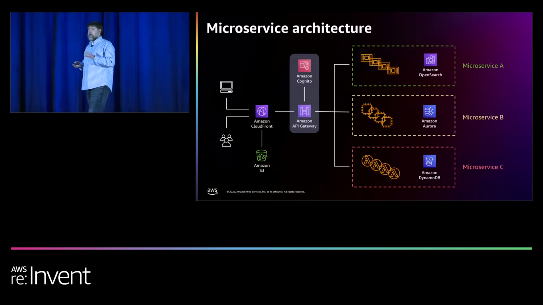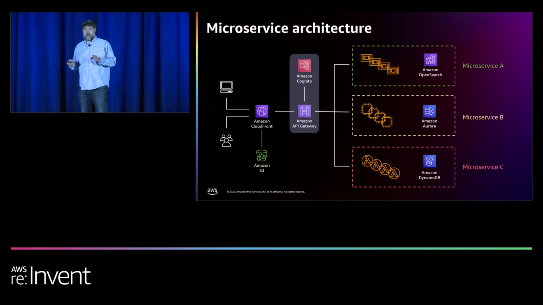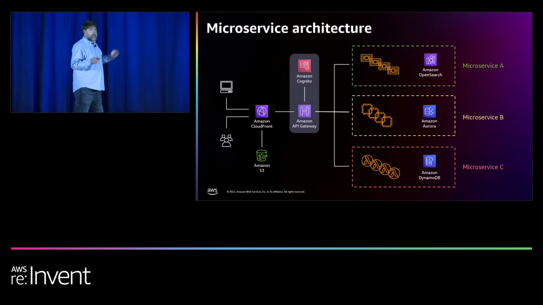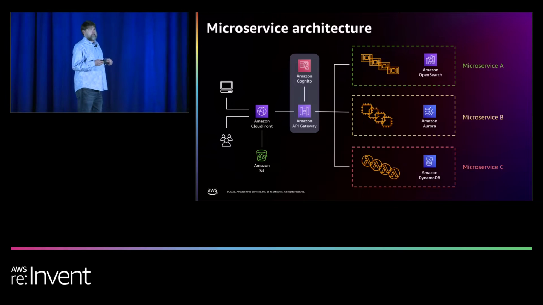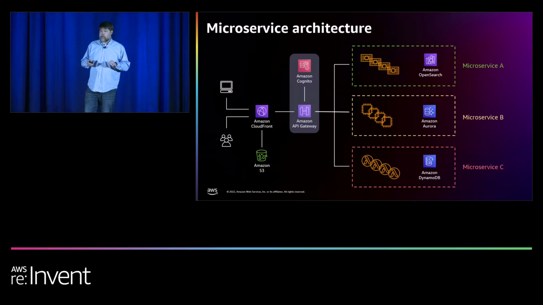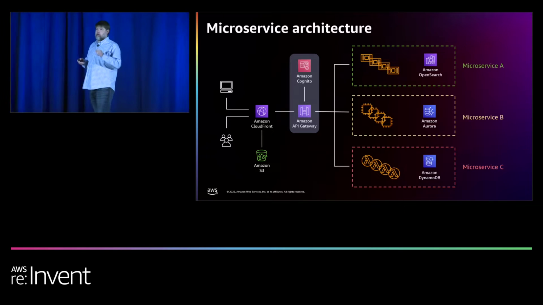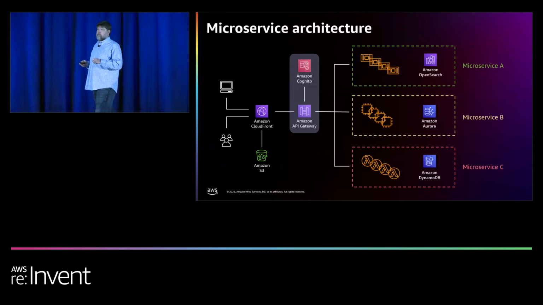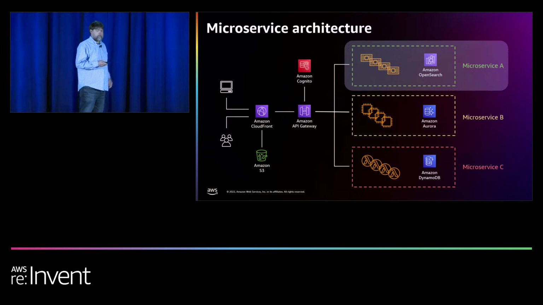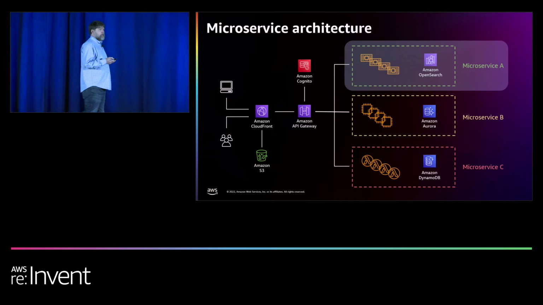And that API gateway talks to some sort of identity provider. Here I've shown Amazon Cognito, but it could be any identity provider. The point is that we want to make sure that our requests against our microservices are authenticated. We know who's asking to use them, and they're authorized, that they can actually do what they're asking to do. And then that proxies down to your microservices.